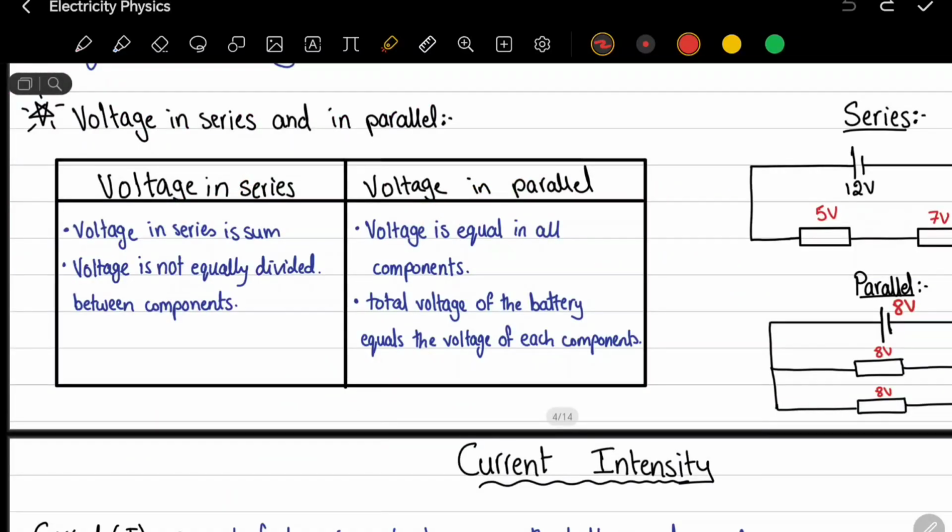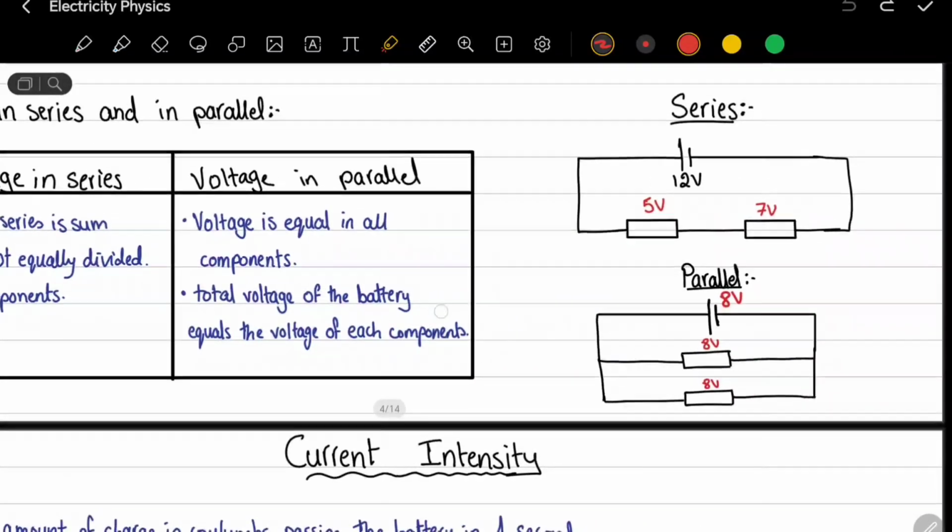Now we're going to discuss the voltage in series and voltage in parallel. Voltage in series is always summed, and the voltage is not equally divided between the components because voltage depends on the resistance. Voltage and resistance are directly proportional when current is constant. Now discussing the voltage in parallel, voltage is equal in all of the components. The total voltage of the battery equals the voltage of each component.